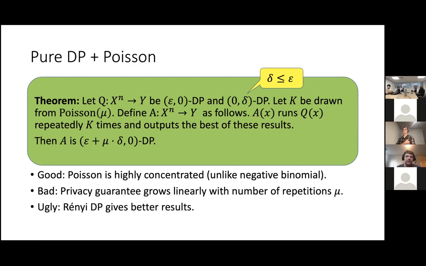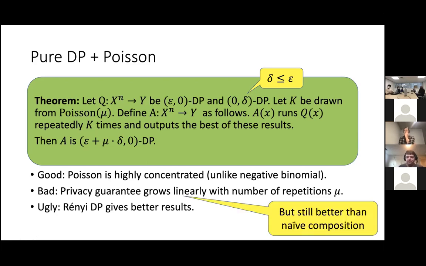Then, under Renyi differential privacy, which we're going to look at later, we are able to get a sharper analysis of what's going on here. This is just the pure DP analysis. I want to emphasize that this does beat naive composition.